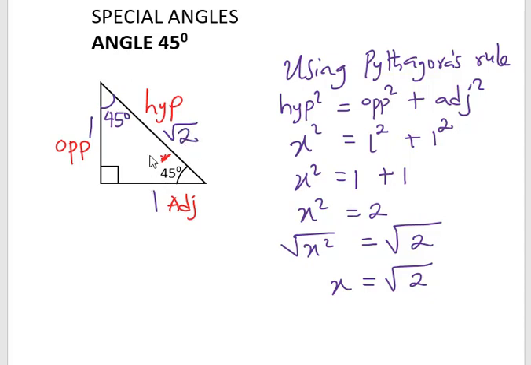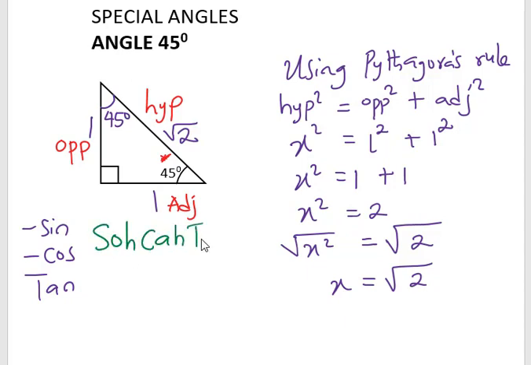Now let's derive the trigonometric ratios for sine, cos, and tan. Remember, we always refer back to SOHCAHTOA. Sine is opposite over hypotenuse. So sine 45 degrees is equal to opposite over hypotenuse. What's the opposite for this? Opposite is 1 over hypotenuse, so 1 over root 2.